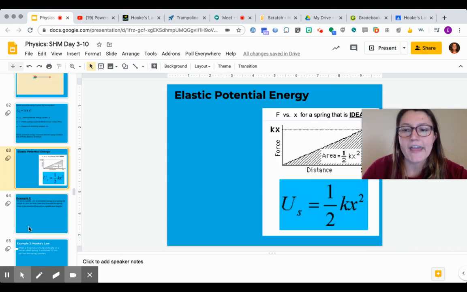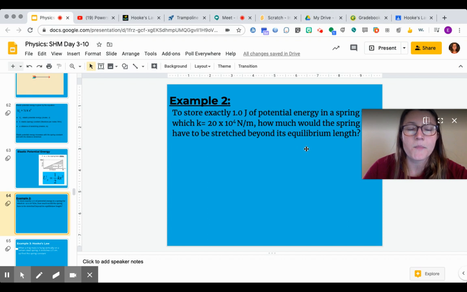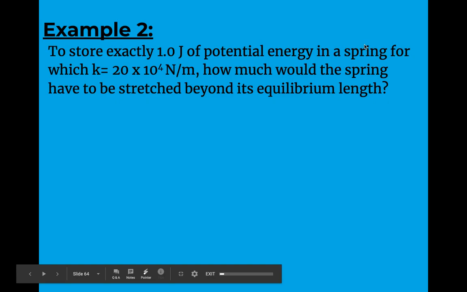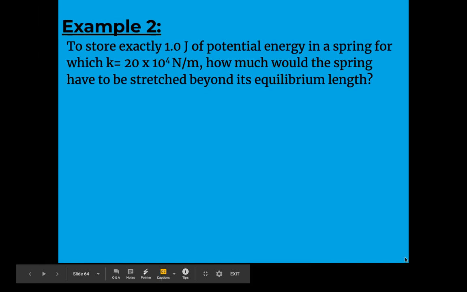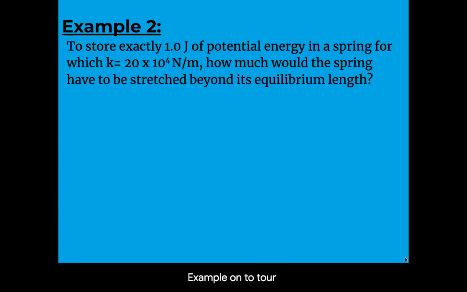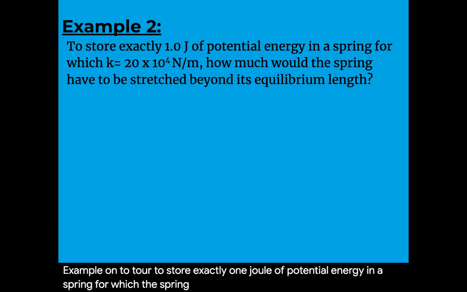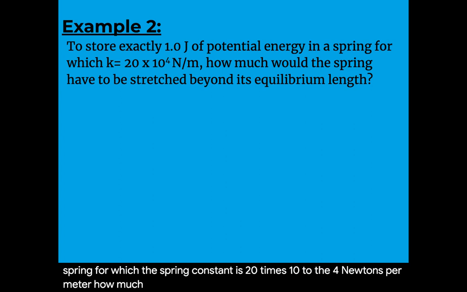So let's try an example. Okay, so elastic potential energy. Example 1. To store exactly 1 joule of potential energy in a spring, for which the spring constant is 20 times 10 to the 4 newtons per meter, how much would the spring have to be stretched beyond its equilibrium length?